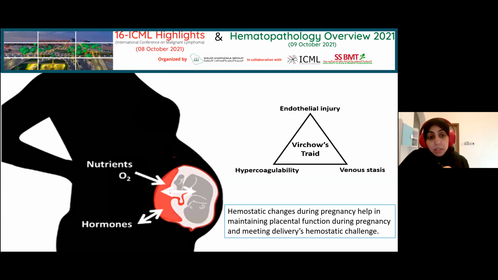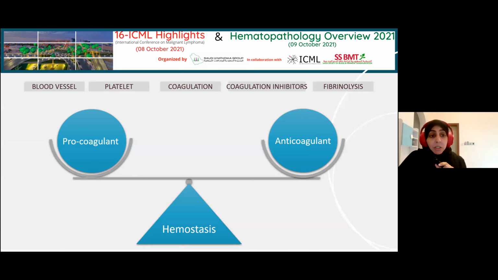The blood flow to the fetus has to be stopped at delivery, and this is the purpose of the change in the hemostasis. As you know, in a very simple way, hemostasis is just a balance between procoagulant and anticoagulant factors. But in fact, it is a very complex network of positive and negative feedback loops that integrate the blood vessel, platelets, coagulation inhibitors, as well as fibrinolysis.